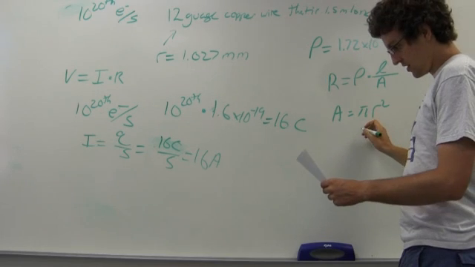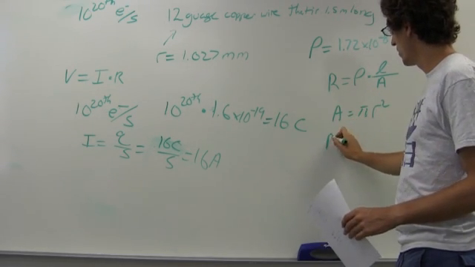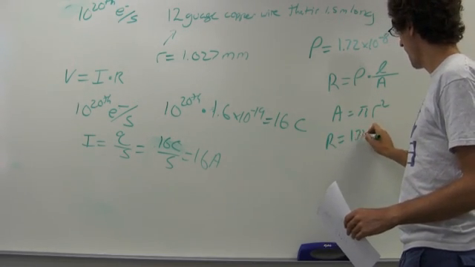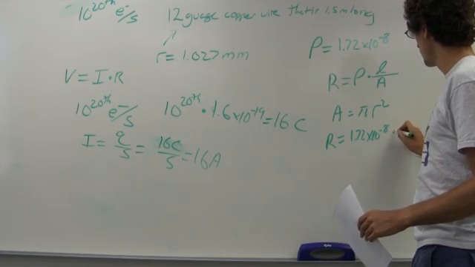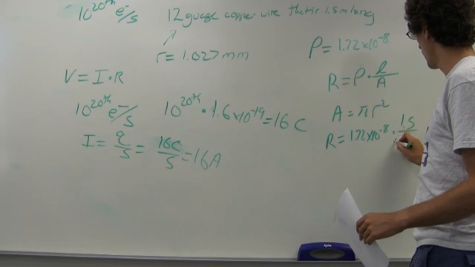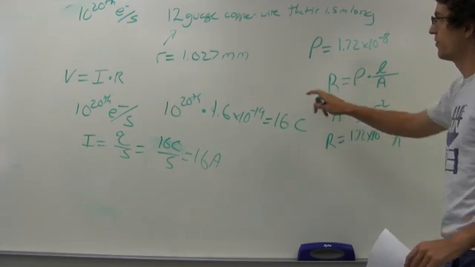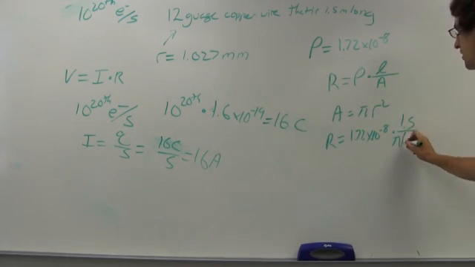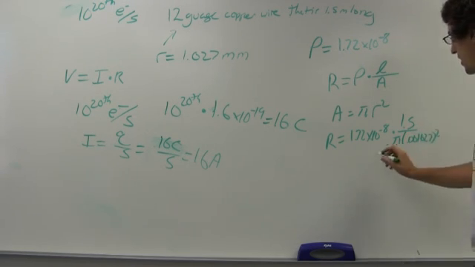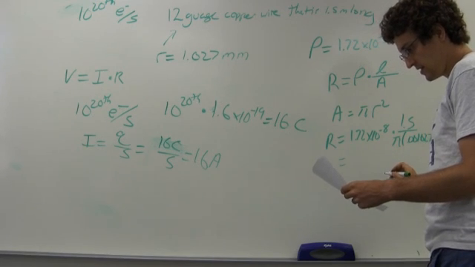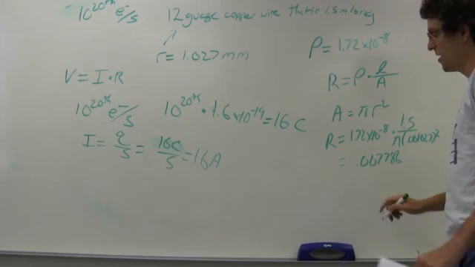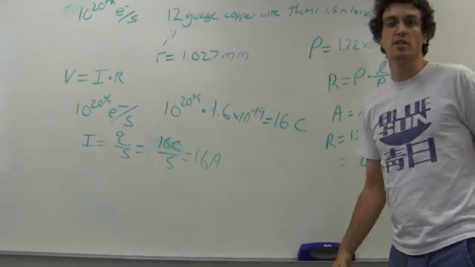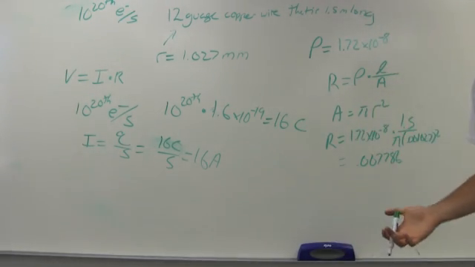All right, and putting that all together, 1.72 times 10 to the negative 8 times 1.5 over pi, and we have to convert this radius into meters, 0.001027 squared, and that gives us a resistance of 0.007786. Again, a very small resistance because it's copper wire. That's why we use metal.